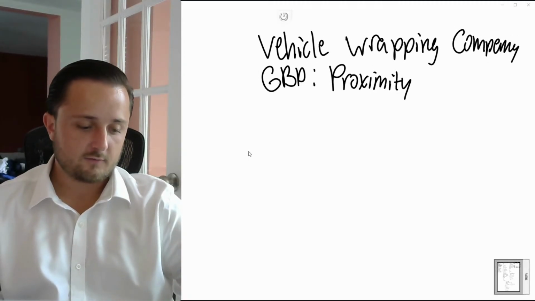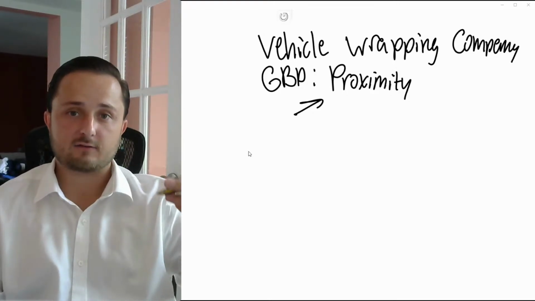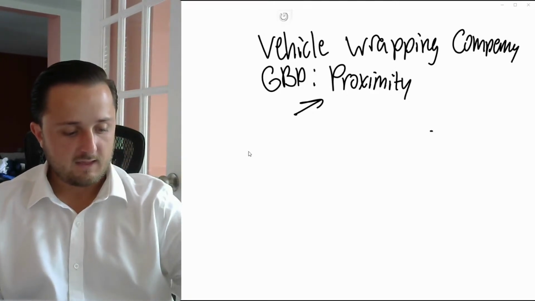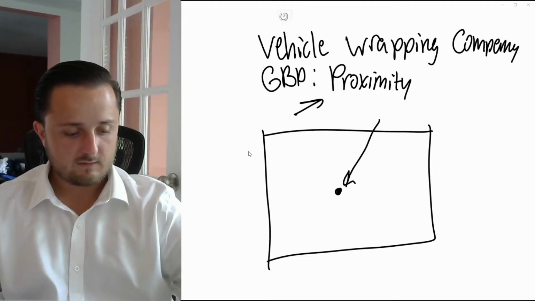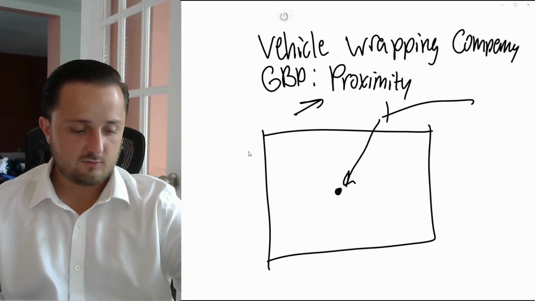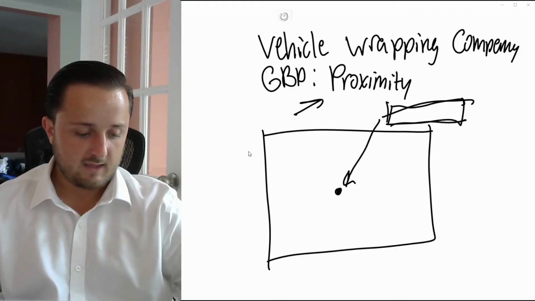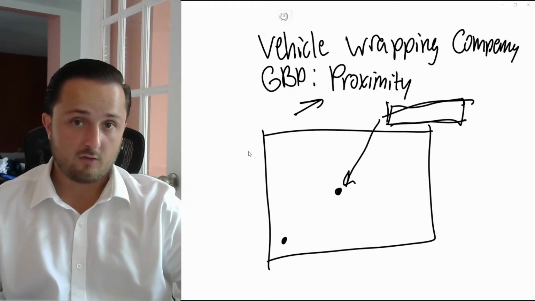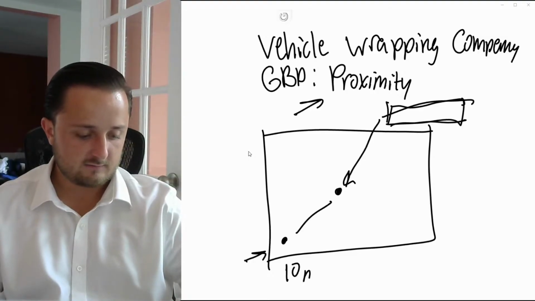As a vehicle wrapping company, your Google Business Profile has a proximity factor to it. So what does that mean? If someone is searching in Google for a vehicle wrapping company, and this dot represents someone searching, and your Google Business Profile is all the way over here, let's measure this and say that this is 10 miles.